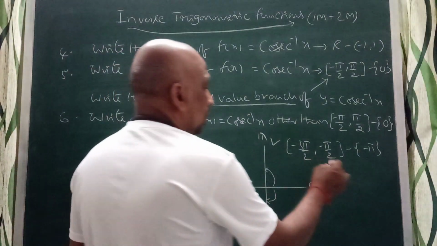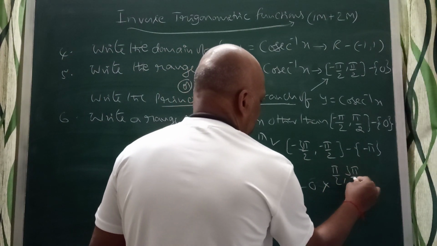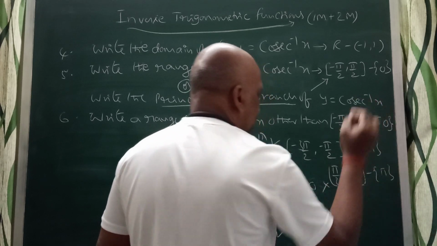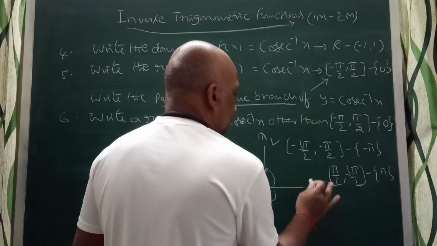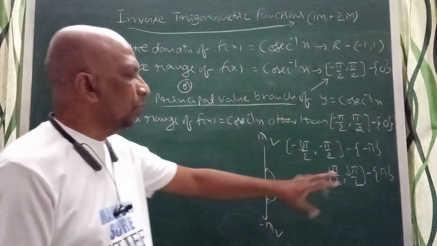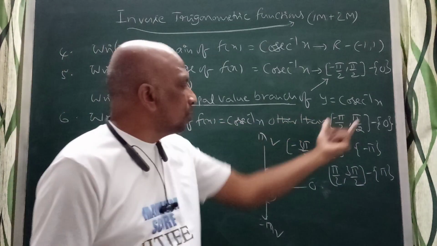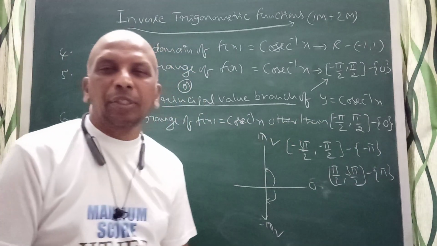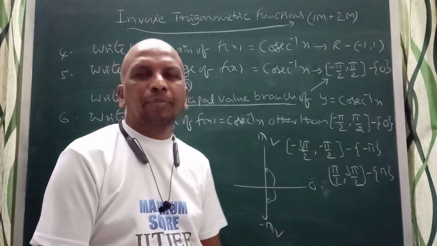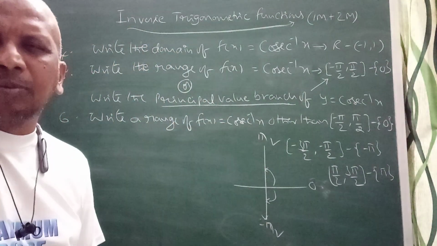I can also consider pi by 2 to 3 pi by 2, except at pi. So other than the principal range means these are the two intervals you can consider. Two intervals: here except minus pi, here except pi. Remember this. Now I will discuss secant inverse x.